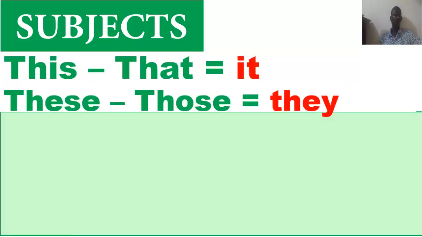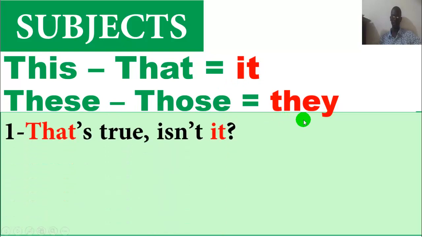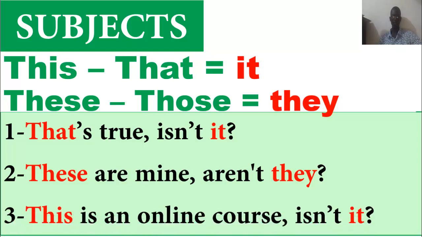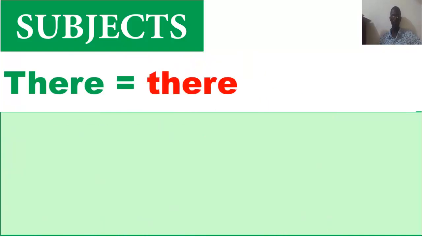Subject this, that will become it; these, those, they. Example, that's true, isn't it? C'est vrai, n'est-ce pas? So it stands for that. These are mine, ce sont les miens ou les miennes. Aren't they, n'est-ce pas? So they replaces these. This is an online course. Ceci est un cours en ligne, n'est-ce pas? Isn't it? So it replaces this in the sentence.